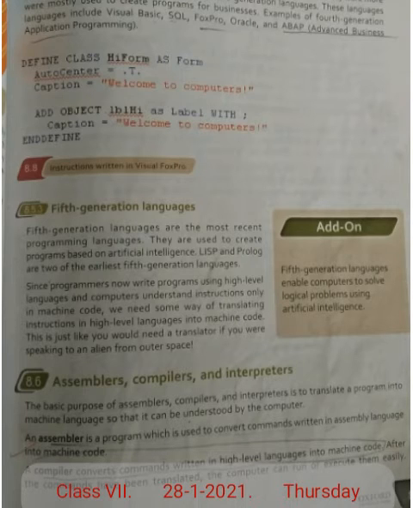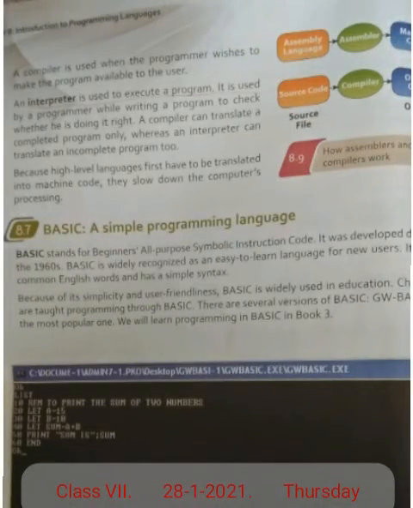A compiler, likewise, converts the commands written in high level language into machine code, whereas the interpreter is used by a programmer while writing a program to check whether he is doing it right. A compiler can translate a complete program, whereas an interpreter can translate an incomplete program too. I hope you can understand today's topic.